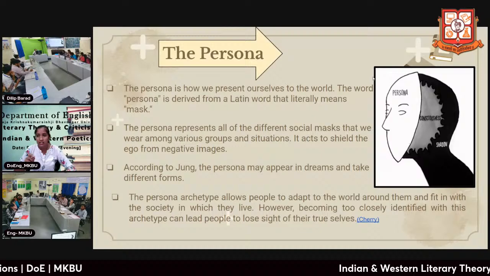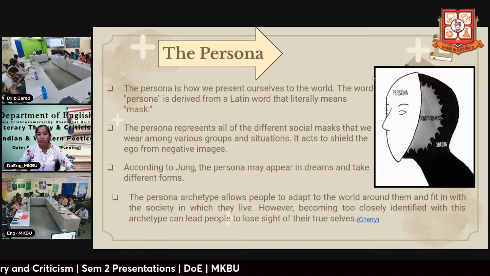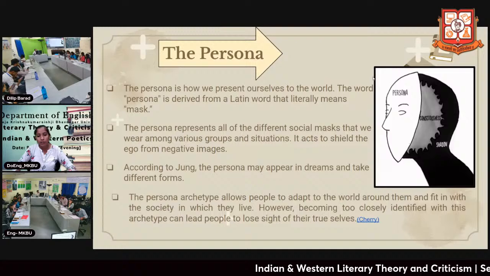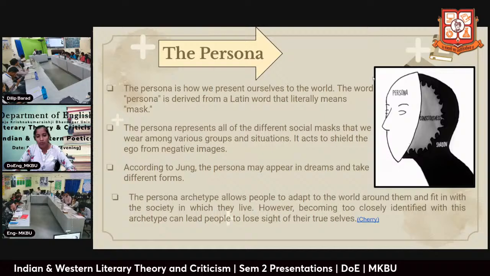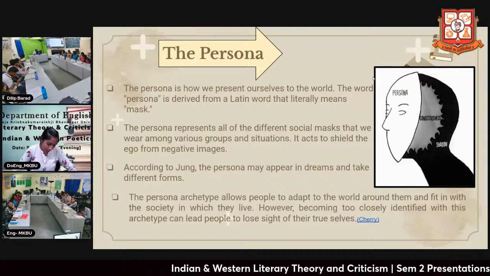The persona represents all of the different social masks that we wear among various groups and situations. It acts to shield the ego from negative images. According to Jung, the persona may appear in dreams and take different forms. The persona archetype allows people to adapt to the world around them and fit in with the society in which they live. However, becoming too closely identified with this archetype can lead people to lose sight of their true self. This archetype description is taken from Kendra Cherry's article.